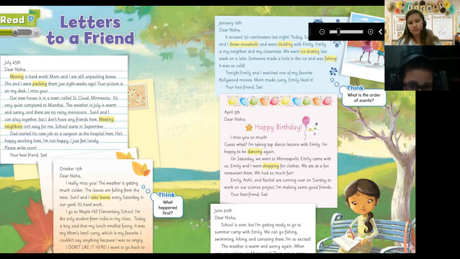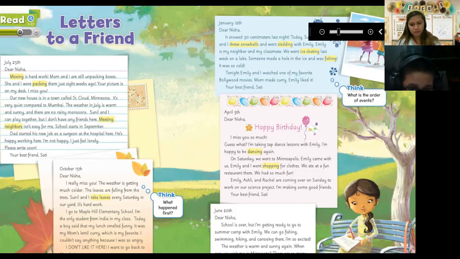January 12th. Dear Nisha, it snowed 30 centimeters last night. Today, Sunil and I threw snowballs and went sledding with Emily. Emily is my neighbor and my classmate. We went ice skating last week on a lake. Someone made a hole in the ice and was fishing. It was so cold. Tonight, Emily and I watched one of my favorite Bollywood movies. Mom made curry. Emily liked it. Your best friend, Sati.